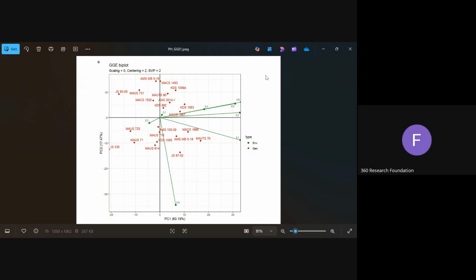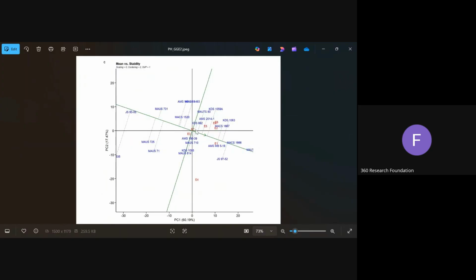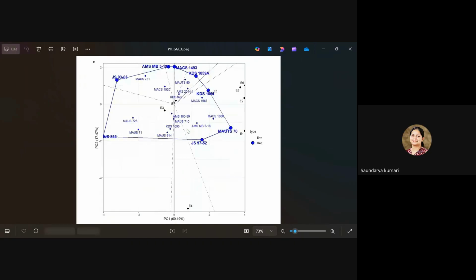You can cross-check here also. This is E7 and this is KDS 992. So here also E7, KDS 992. And in this, the genotype-by-environment interaction is very less. Yeah, that's why it is stable. That G into E is less, that's why we are saying it is stable.